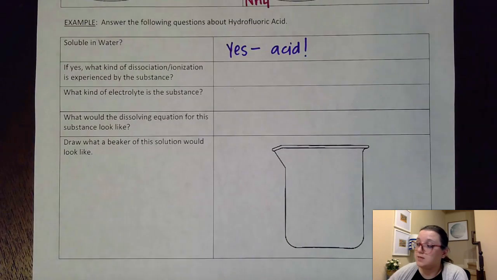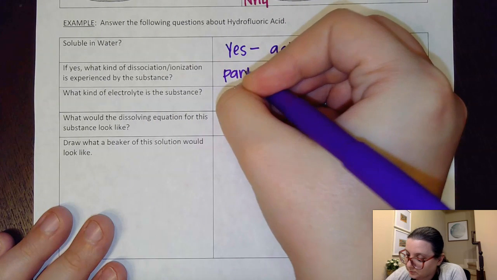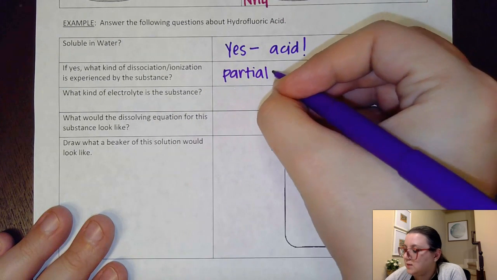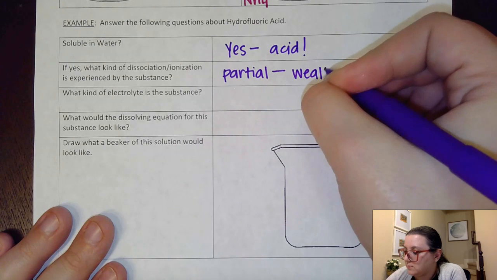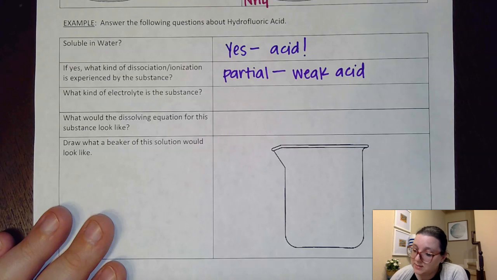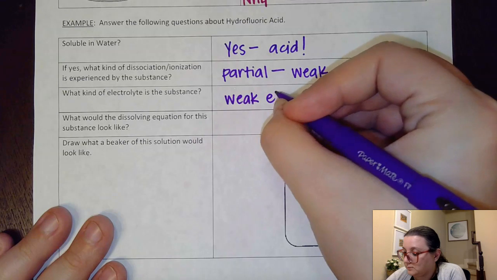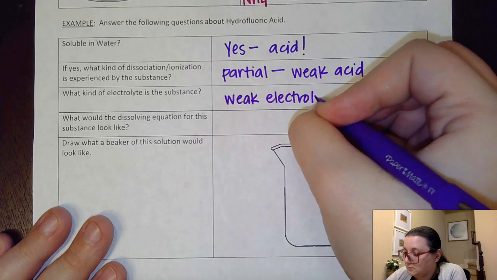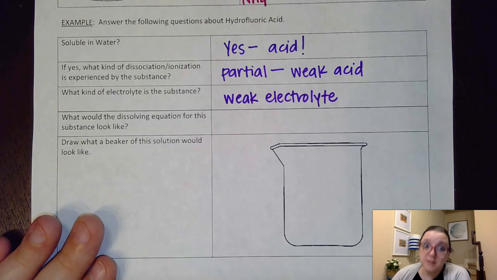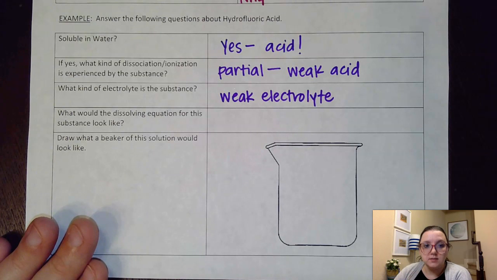So since hydrofluoric is not on there, it is only a partial breakup because, again, it is a weak acid. It is not a full split up into ions. So what that means is that this would be considered a weak electrolyte. It does split up into ions, but it only makes a few. A lot of the molecule is staying together. And so we're going to get some ions, but not a lot.